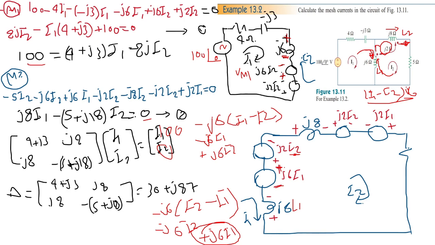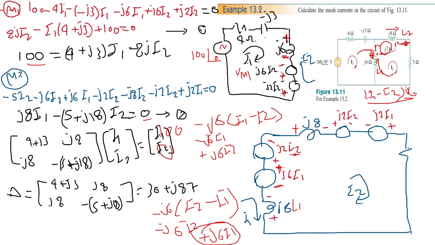Now, for the mutually induced voltage around L1, it would be positive j2 I2 with this polarity. It's a voltage rise because it's an opposing connection case, meaning that the mutually induced voltage has a different polarity than the self-induced voltage. Here it's a voltage drop, here it must be a voltage rise.